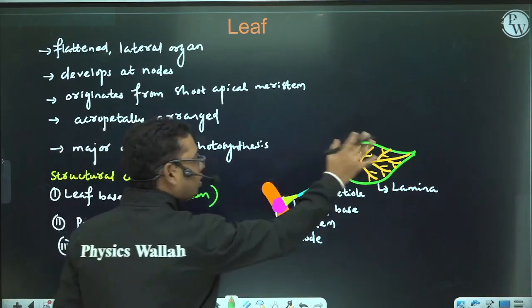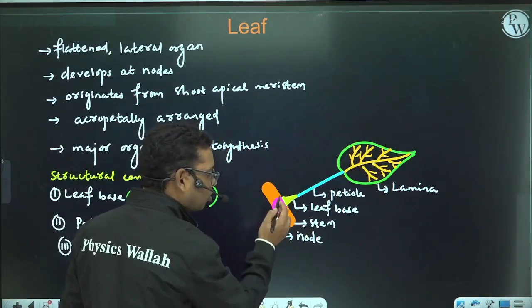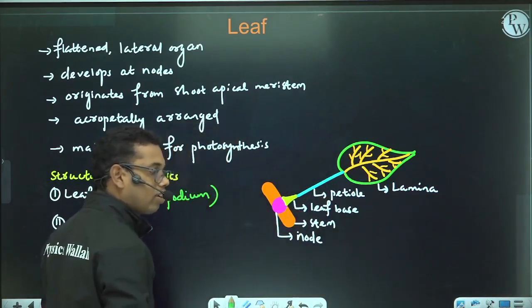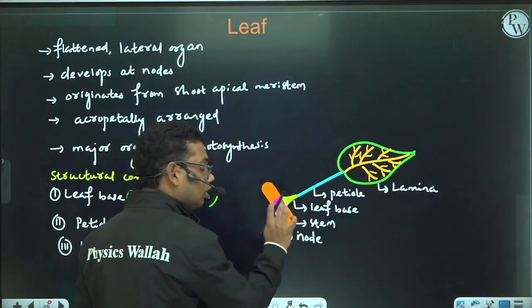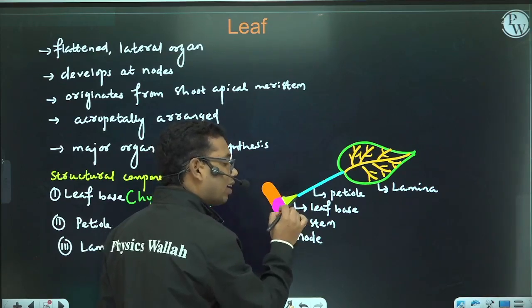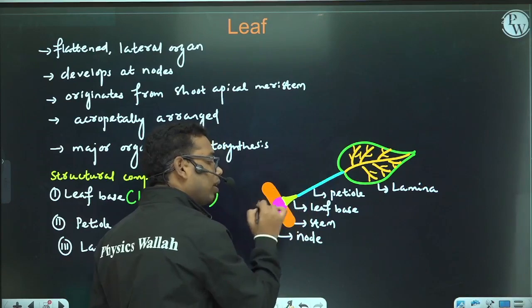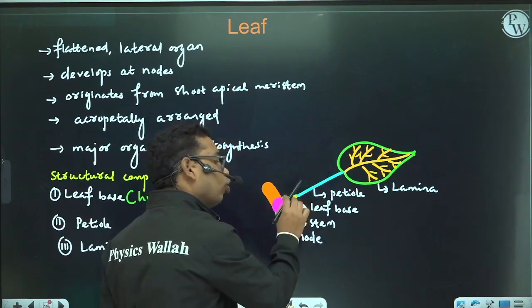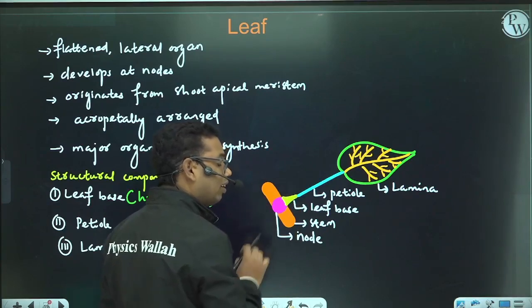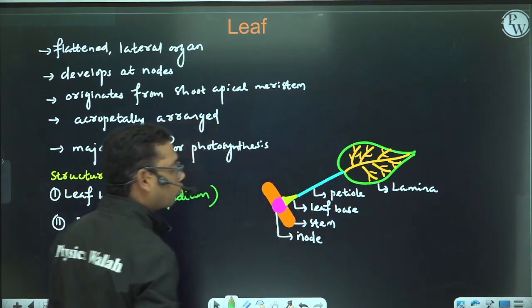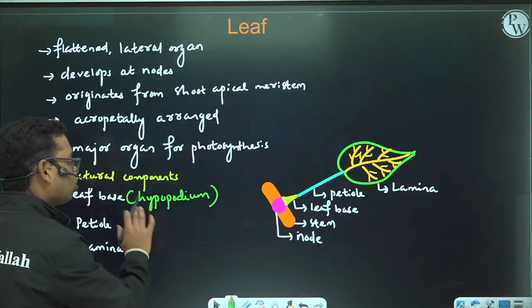Okay, you can see this is the leaf. This is the stem and this is the node. And from this node the leaf has developed. And the structure of the leaf which is meant for attachment of the leaf with the stem at the node, that is called the leaf base. So this is the lowermost part of this leaf, and it helps in attachment of the leaf with the stem at the node, and this is called hypopodium.